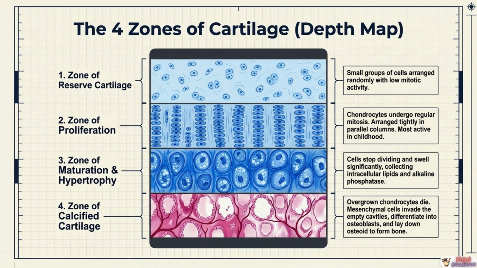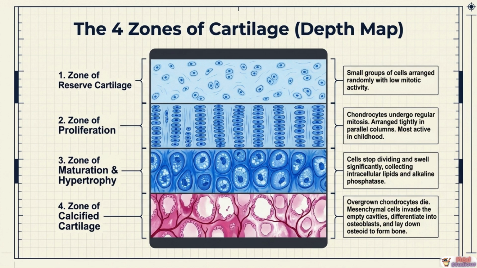Zone 1 is the zone of reserve cartilage, also called resting cartilage. This is the uppermost zone, adjacent to the epiphysis. The cells here are small, irregularly arranged in random clusters, and have very low mitotic activity. Their role is not to divide actively, but to serve as a stem cell reservoir, maintaining a pool of progenitor chondrocytes that can be recruited into the proliferative zone below.